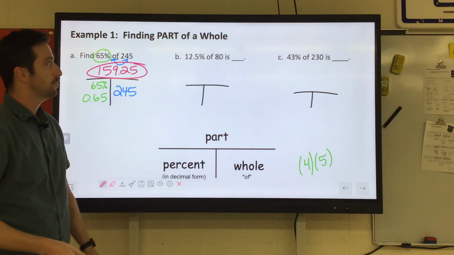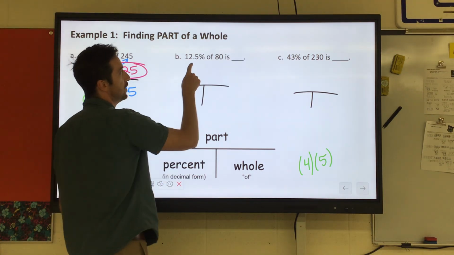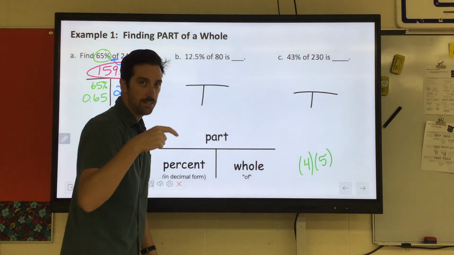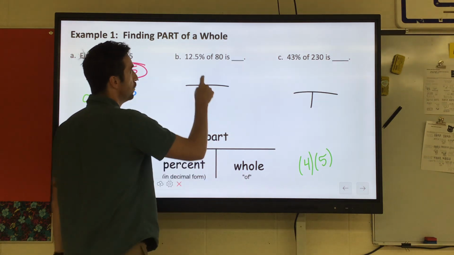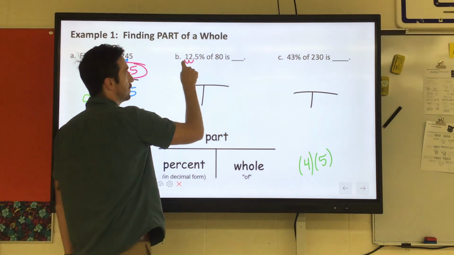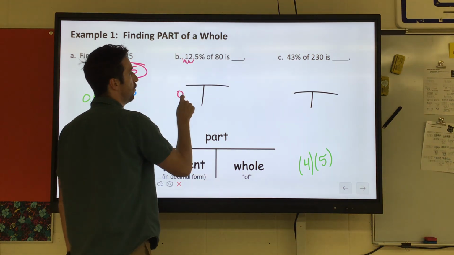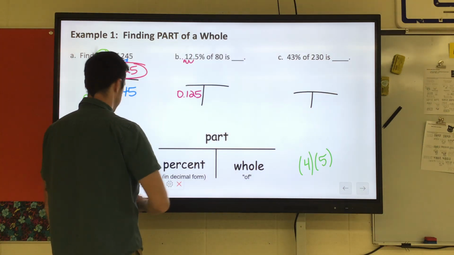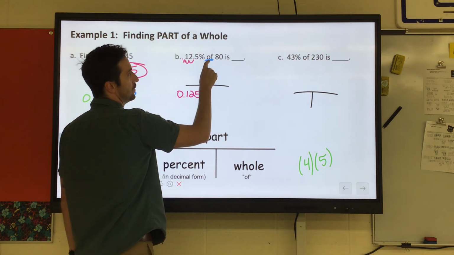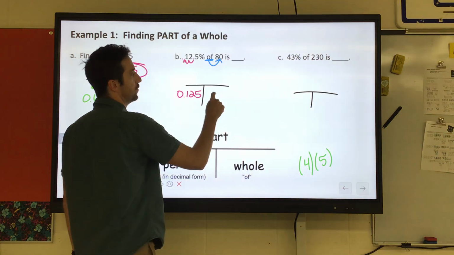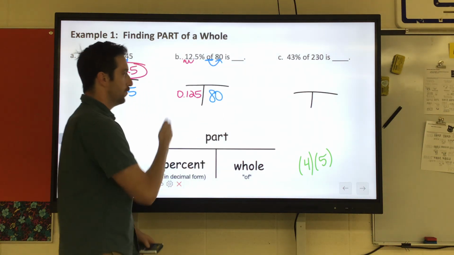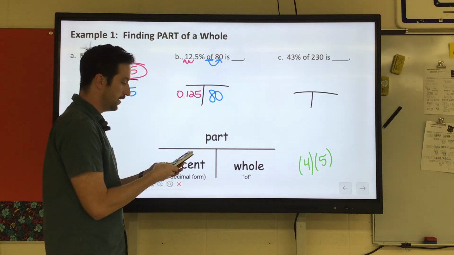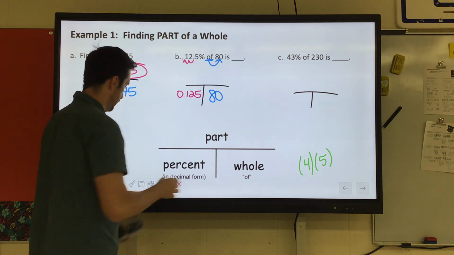All right, so we look at B. 12.5% obviously is the percentage, but we need it in decimal form. So you either need to divide by 100 or just move the decimal 2 places to the left and it becomes 0.125. It says of, which means the next thing right after it is the whole. So 80 is the whole. We multiply 0.125 times 80, 10. That's it.